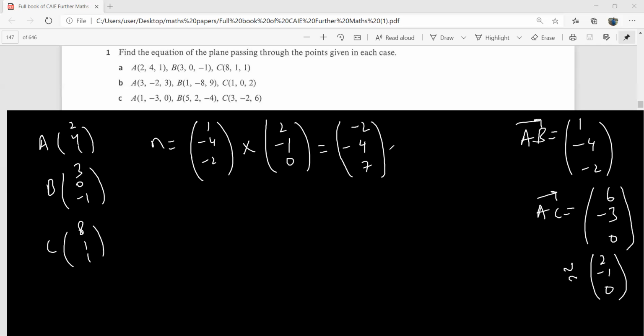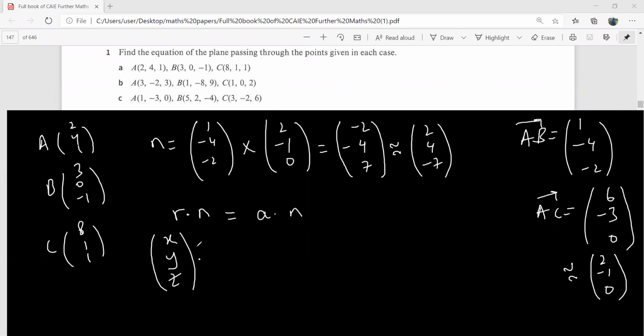Is this your n? Yes, you can also write it as 2, 4, minus 7 if you want. Now we reach the position where we say r dot n is going to be a dot n. My signs are different, but your equation would be same at the end. R dot n, where n is going to be 2, 4, minus 7. Which A would you like to take? Let's take the C, there are two ones in it. This is 8, 1, 1 dot this 2, 4, minus 7.